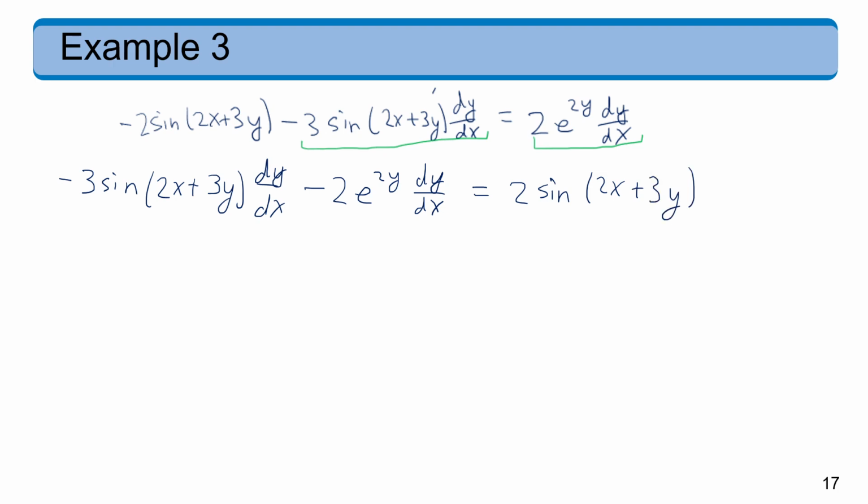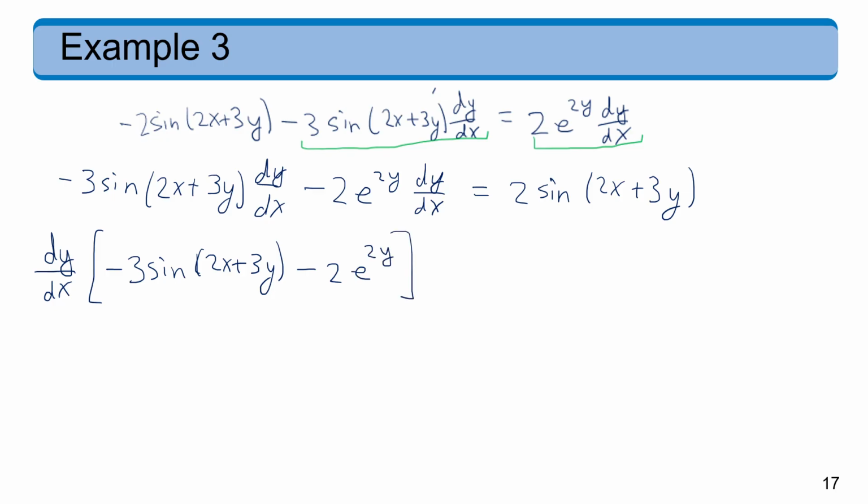Now on the left, both terms have dy/dx, so we can factor it out. Right? That's how we combine two dy/dx terms into one. So in the first factor, we're left with negative 3 times the sine term. And on the second term, we're left with minus 2e to the 2y. On the right side, still the same. And one more step to get us there. To get dy/dx by itself, we need to divide both sides by this entire expression in the brackets.